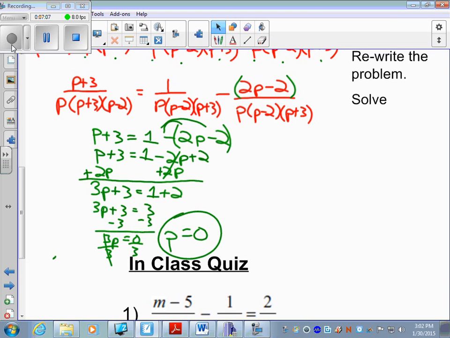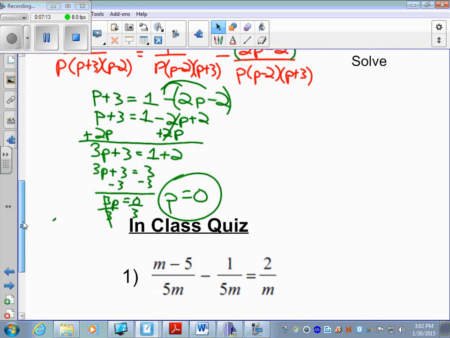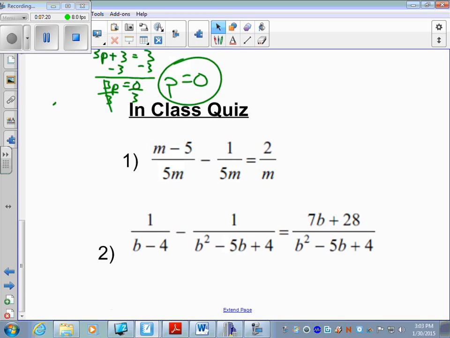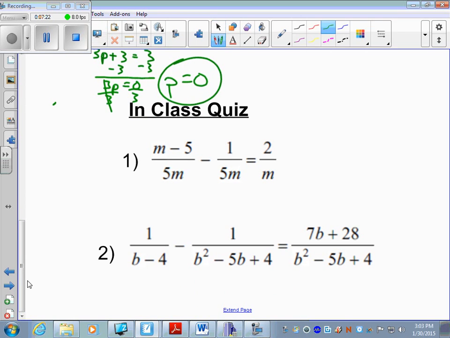Come to class with any questions you want. I'll answer those right after our quiz. Our quiz is going to be these two problems right here. The answer to the first problem is m equals 16. So when you're working this out at home or before class, you should get m equals 16. For the quiz, you actually have to have all the work for it. The second problem, the answer is b equals -5.